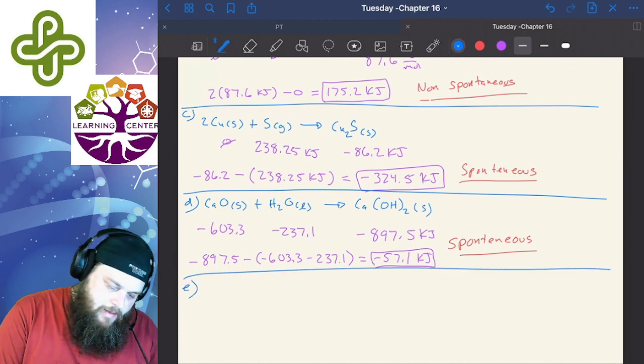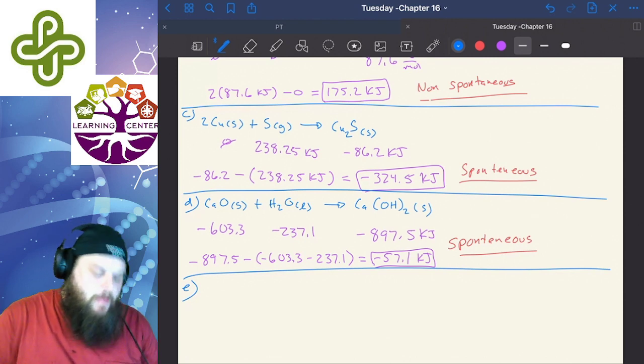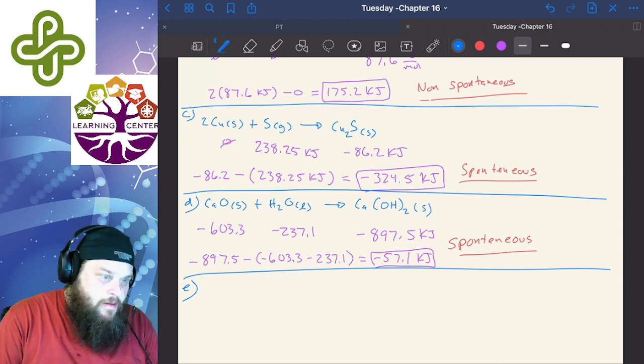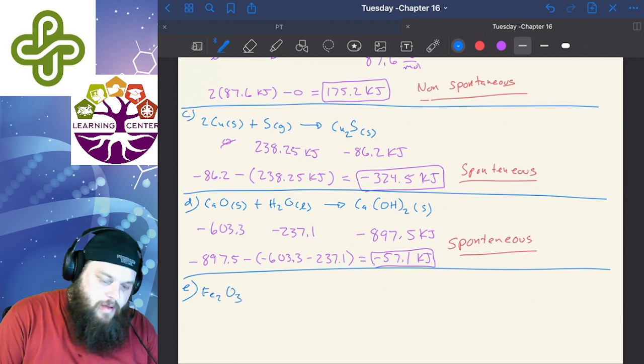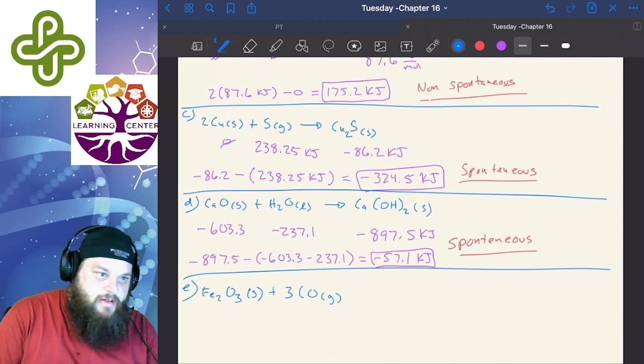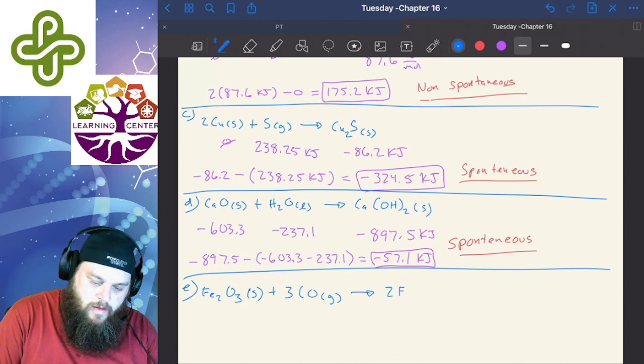Part E. E is iron 3, Fe2O3, which would be iron 3 oxide, solid, plus 3CO gas, carbon monoxide, which is going to produce 2 iron solid plus 3 CO2 gas.